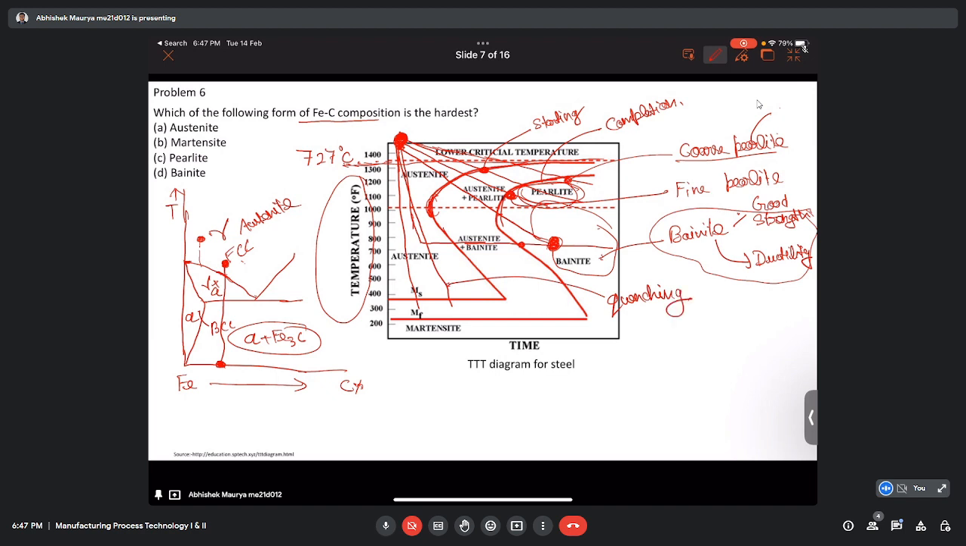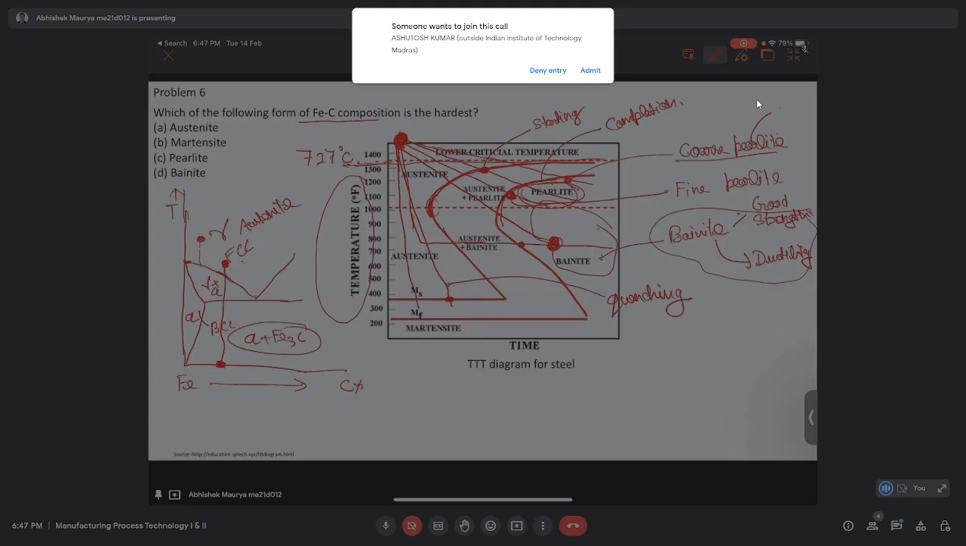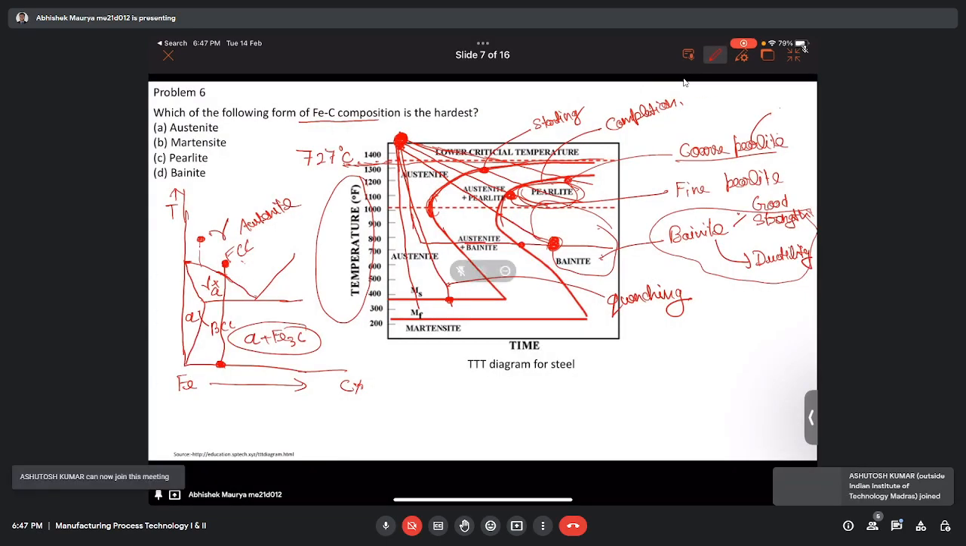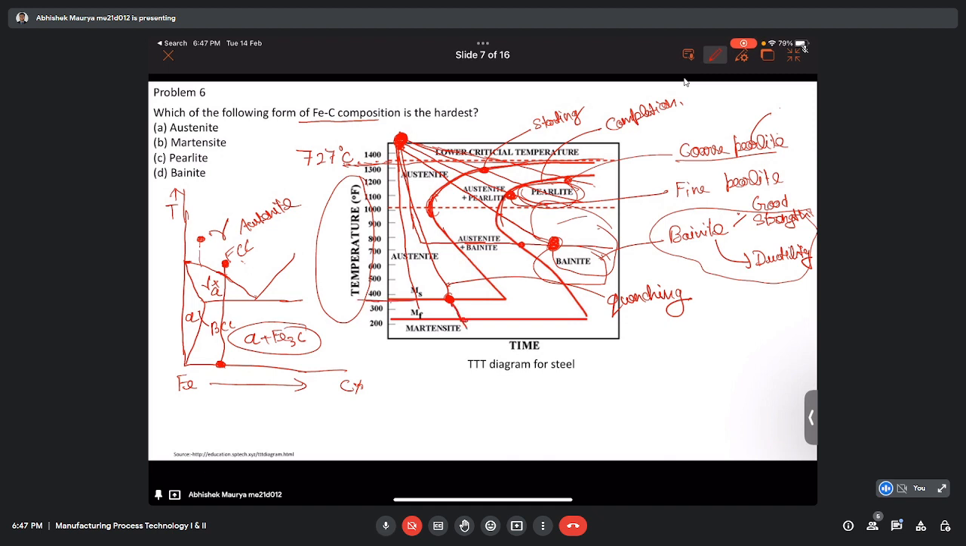So what will happen if we bypass this nose and directly hit here? This is the martensite formation line. So here we got pearlite, here we got bainite. Now if we further increase the cooling rate, then what we will get? That is martensite. So this is the martensite start line. This is the martensite finish line. So if the cooling rate is too high, then we will land in the martensitic region.